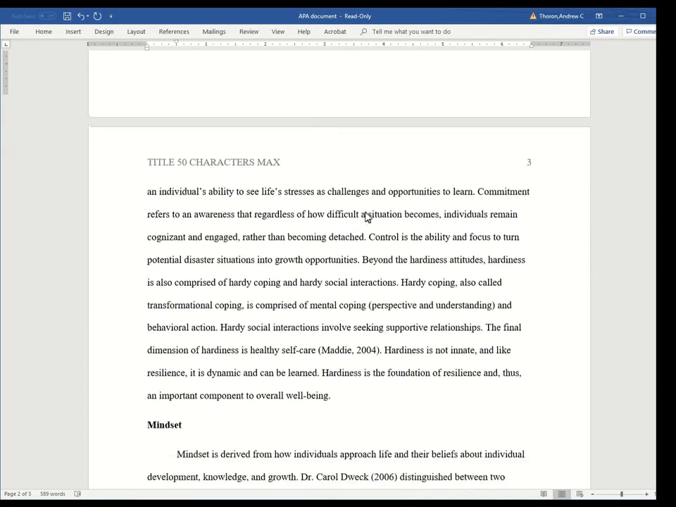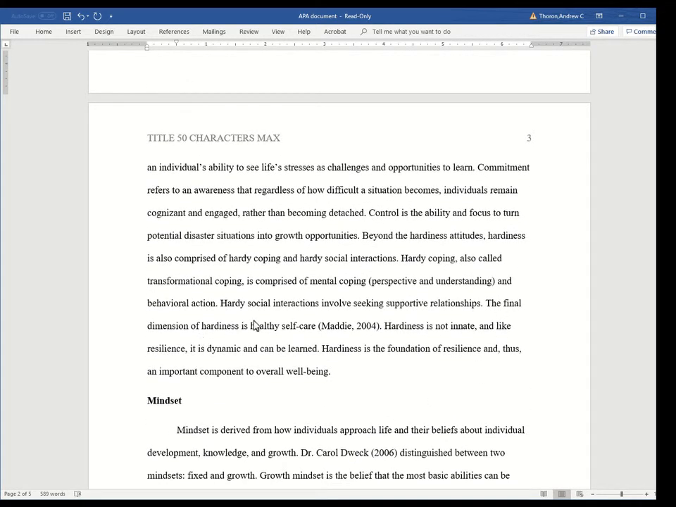Now moving down. The final dimension of hardiness is healthy self-care. So this way, it would have to be this way, because Maddie is not said at the beginning. So that's just another example.